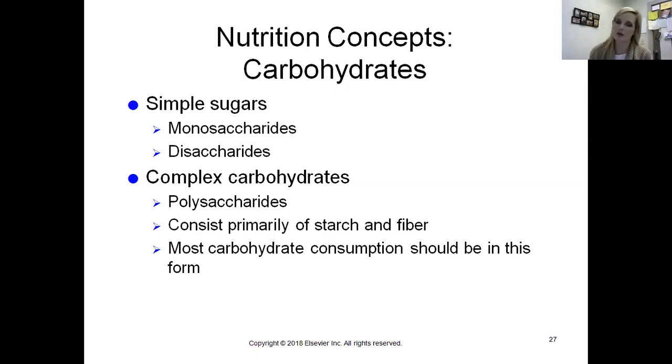Whereas complex carbohydrates primarily consist of things like starches and fibers. So you're finding things in like the skin of a potato is really good for you, fibers, grains. Most carbohydrate consumption, as it mentions there in that last bullet point, should be in this form as opposed to the simple sugar form.